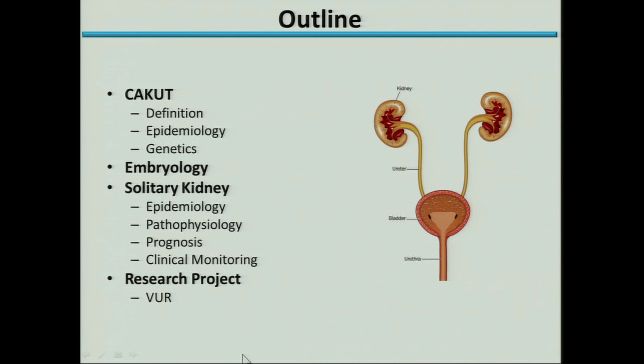So the outline of my talk: I'll first go through congenital anomalies of the kidney and urinary tract, also known as CAKUT, go through the definition, the epidemiology, and genetics, incorporating a little bit of embryology, and then talking more specifically about solitary kidneys and the epidemiology, pathophysiology, prognosis, and clinical monitoring of those patients with a solitary functioning kidney. And then at the end, if there's time, I'll go over some of my research project that I underwent when I was a fellow and an assistant professor in New York.